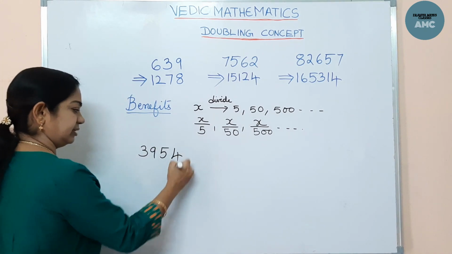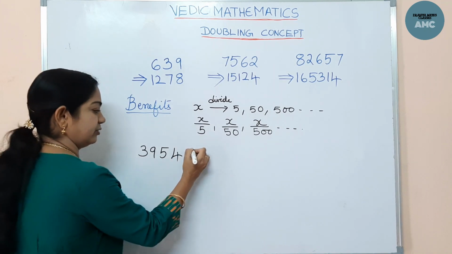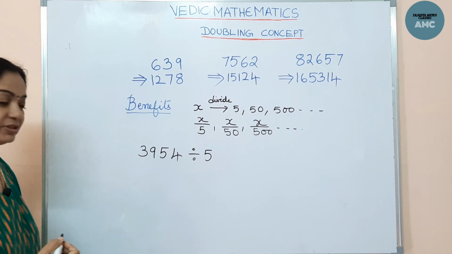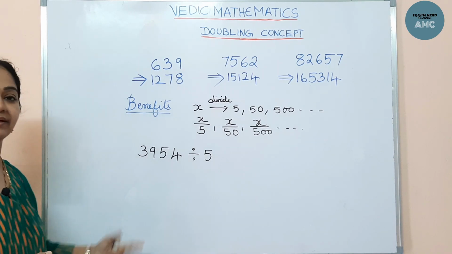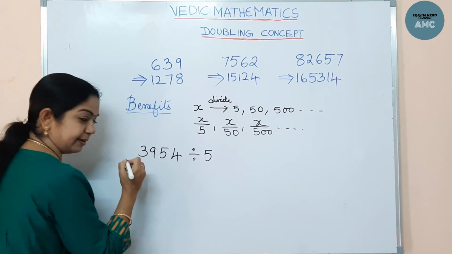Four digits, let me take 3954. I want to divide it by 5. Okay, I'll start using this. What I'll do is double the number. The procedure I'll tell you here: first, I will double the number.